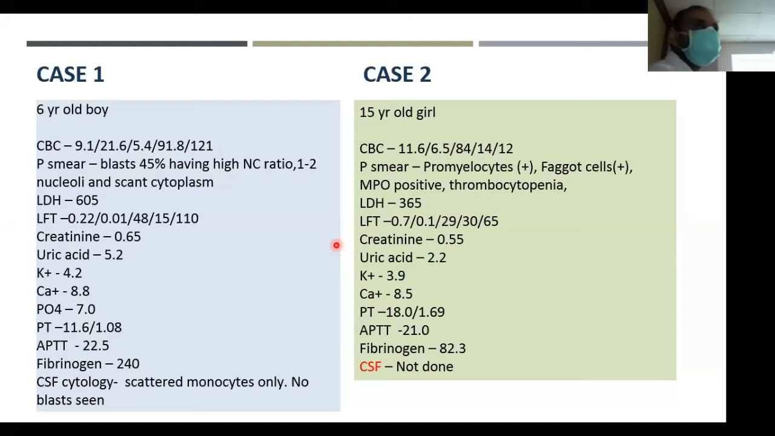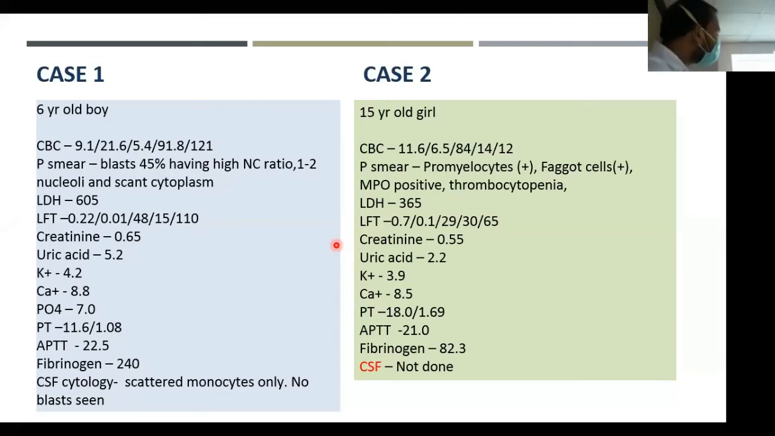LDH is elevated, 605, and LFT is fairly normal. Creatinine, uric acid, those are the TLS parameters. What all is in TLS? I'll tell you that, the classification criteria for TLS. So that's essentially normal. PT and APTT are normal. Fibrinogen is 240, but I can skip fibrinogen here because there is not much bleeding manifestation. It's not an APML kind of presentation. Platelet is fairly preserved, 1.2. Cytology is at a later date. I am including here no CSF blasts or atypical cells.